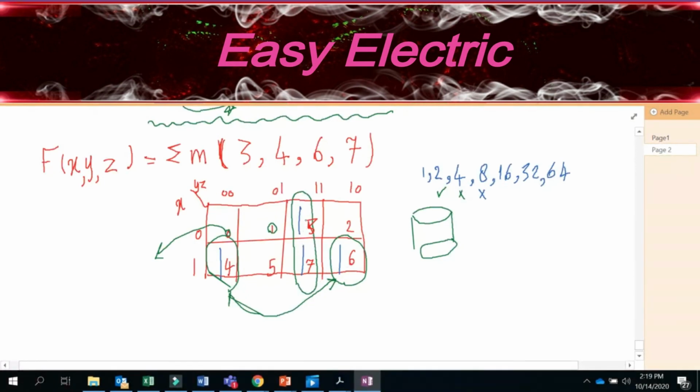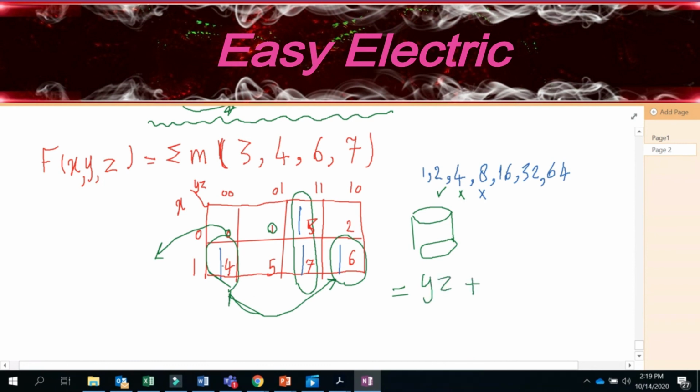So here we have just two groups. Each group has 2 members. So then you need to write the corresponding terms. So see, I'm writing the corresponding term for 3, 7. For this one that you see, x is 0, 1, so it will be gone. The y here is 1, z is 1. So it should be y z, plus.